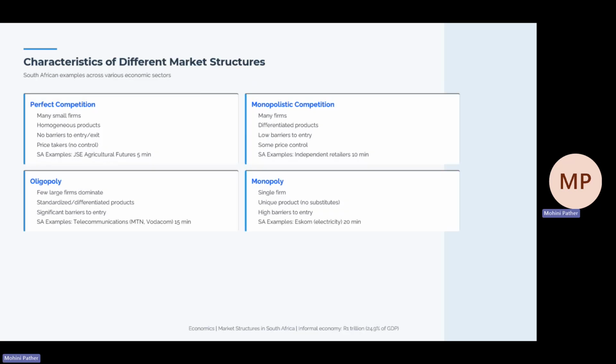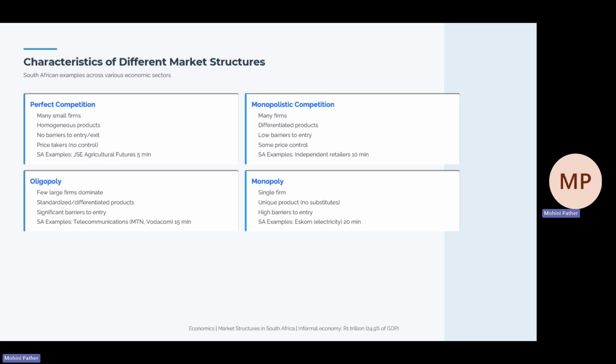Okay, so learning objective 1. We've got characteristics of these different market structures. So a perfect competition has many small firms. All right, they offer a homogeneous product. There's no competitive advantage in the product. There are no barriers to entry or exit, and everyone in the market is a price taker. No one firm or party has control over the market.